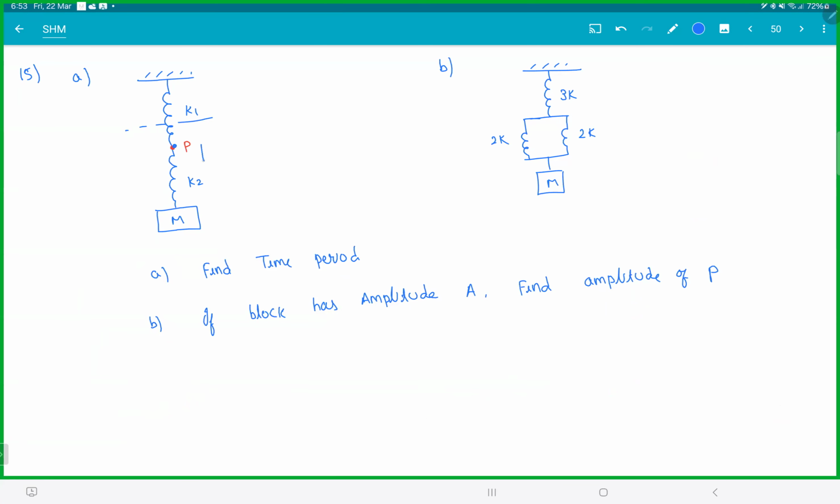Now from this position, if it stretches by x1, point P will come here, isn't it? This is your amplitude, no? Makes sense. We don't care about the length, only the displacement from the mean position. The amplitude definition is simply the displacement from the mean, not from the natural length. This is the case where mean position and natural length are not the same, right, Adrit?